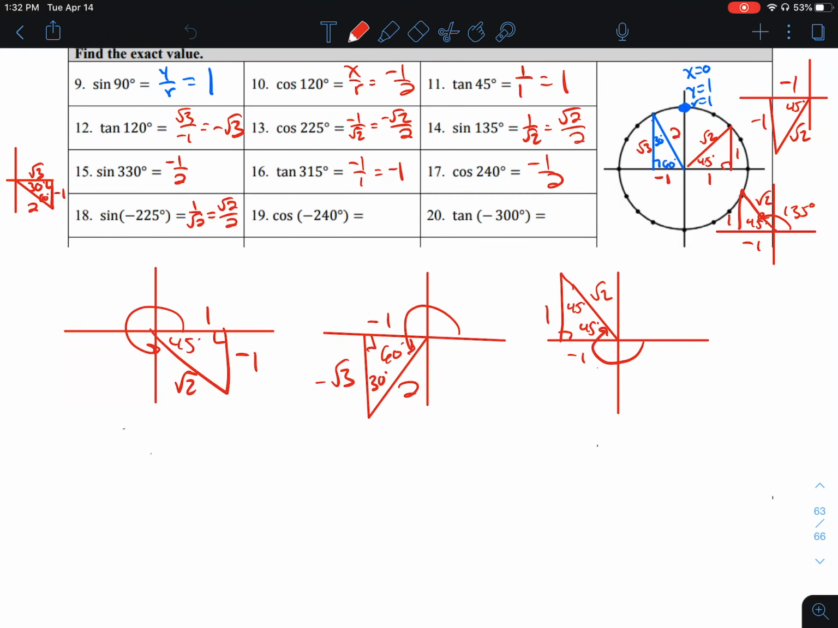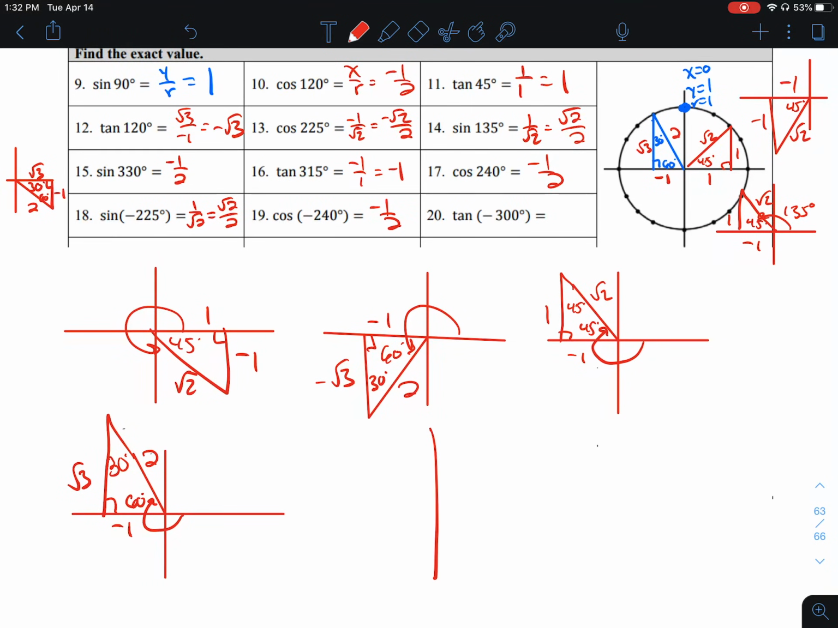Cosine of negative 240. That's going to fall in quadrant 2, making the reference angle 60. 30, 60, 90. Opposite 30, I'm going to call negative 1. Opposite 60 is positive square root of 3, and the radius is 2. Cosine is x over r, so it's negative 1/2.